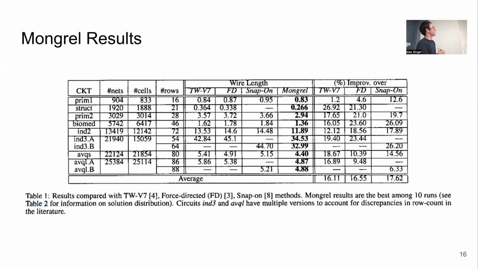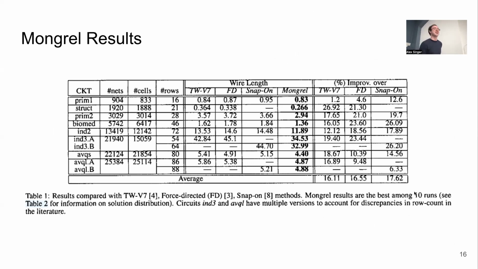Here are the results. Notice there's no runtime results. That's in the next slide. I'll show you. They don't compare the runtime of their flow to anyone else. They only compare it to themselves. And we can see the quality improvement over other works. This is Timberwolf, this is Force Directed, and this is Snap-on. And we can see that Mongrel, and there's a little note here, the best among 10 runs. I'll show you what this means.